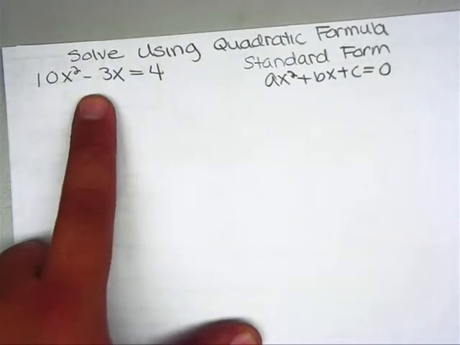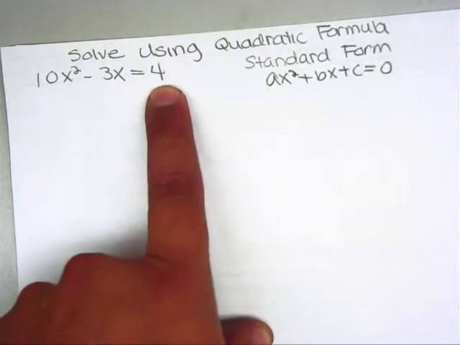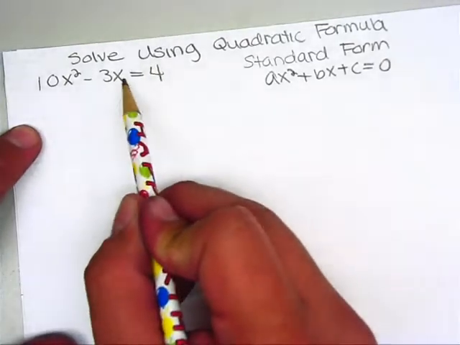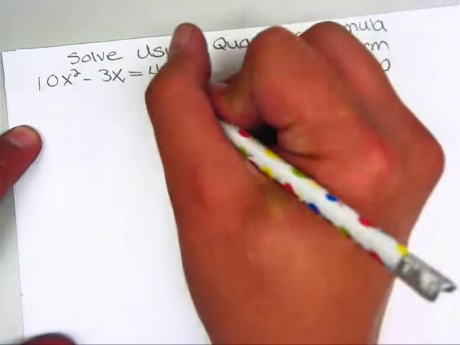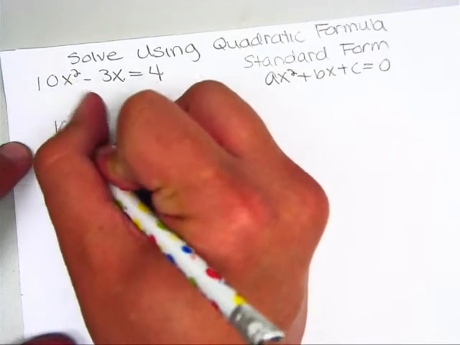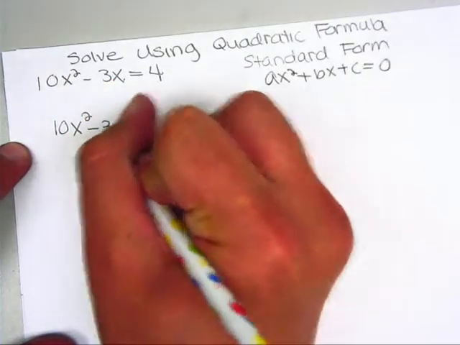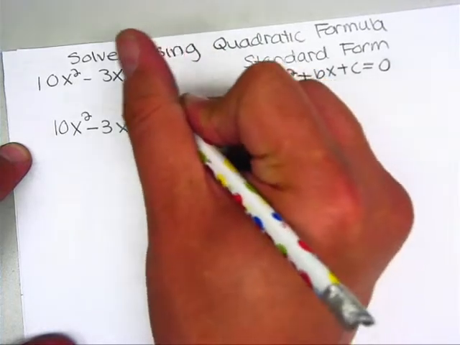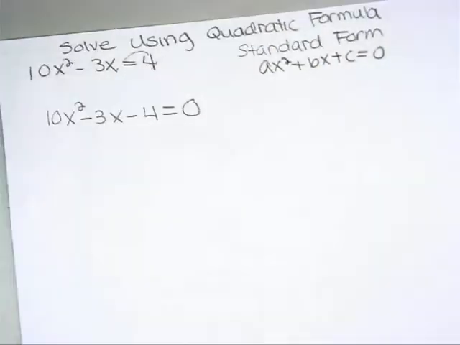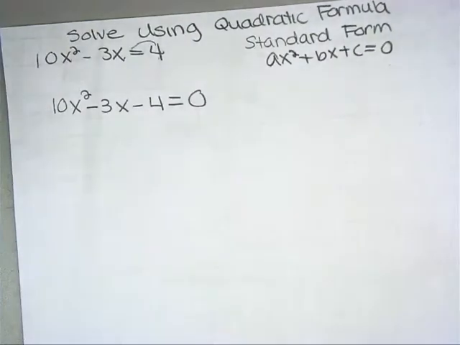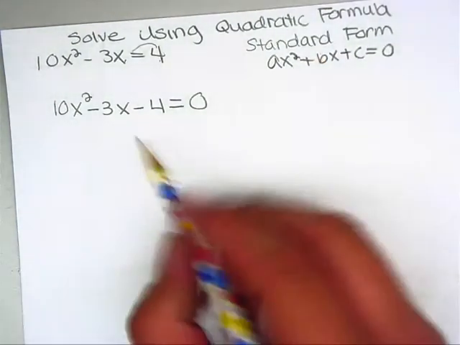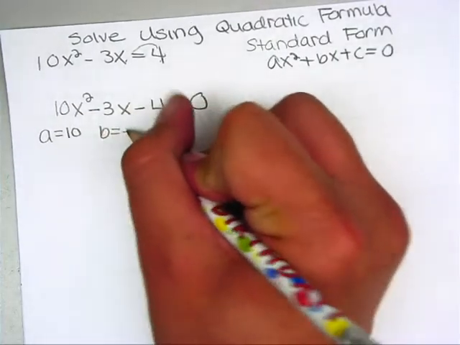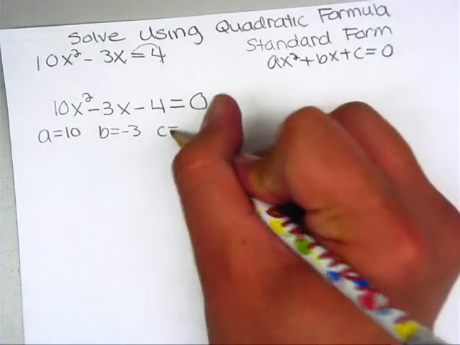So looking at my problem, I noticed that it's not in standard form because it's equal to 4, not equal to 0. So what I need to do is get this 4 on the other side of the equal sign by subtracting 4 on both sides. So in standard form, I have 10x squared minus 3x, and the opposite of 4 is negative 4. And if I move this 4 over here, the other side is just equal to 0. Now I see that in the standard form, a is equal to 10, b is equal to negative 3, and c is equal to negative 4.